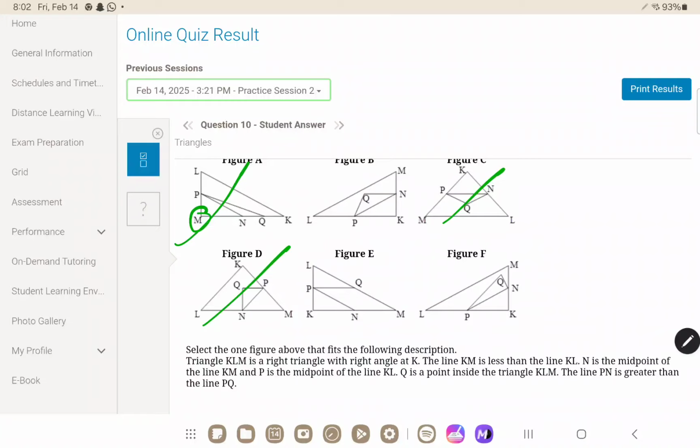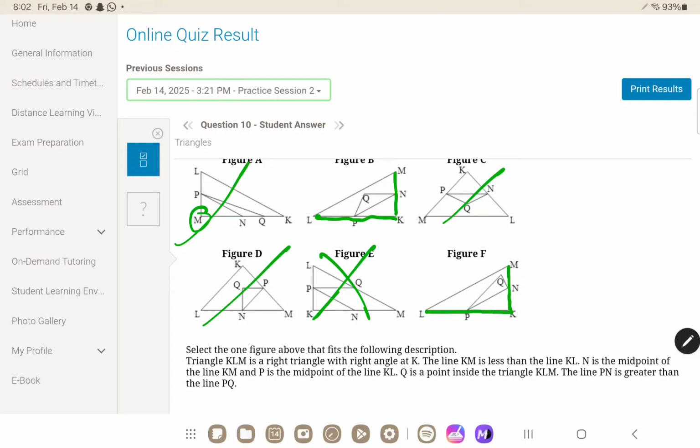Line KM is less than line KL. So KM is shorter than KL. This is true here. KM is shorter than KL here. No, this is definitely wrong. Here it's longer than KL. Now here, KM is shorter than KL, yes. So now our answer is either figure F or figure B.